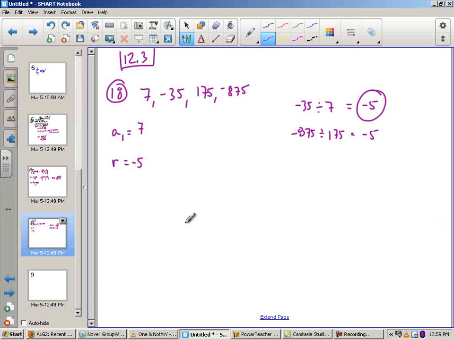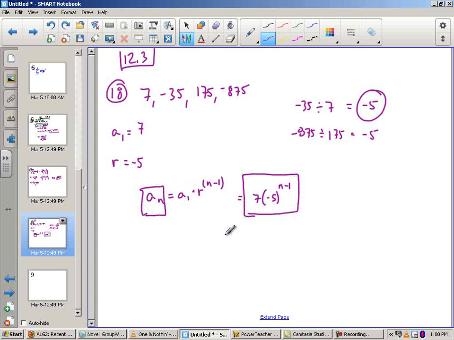I'll use negative 5. The reason I need those two values is that the expression for the nth term of a geometric sequence is A1 times R to the n minus 1. And so when I write this out, I'm going to write 7 parentheses negative 5 raised to the n minus 1. And so this right here is my expression to give me any term from this geometric sequence.